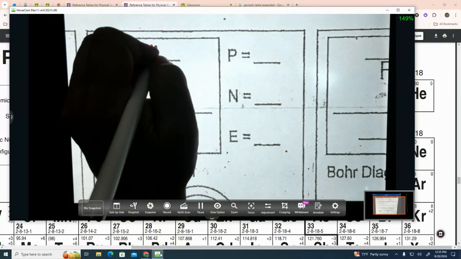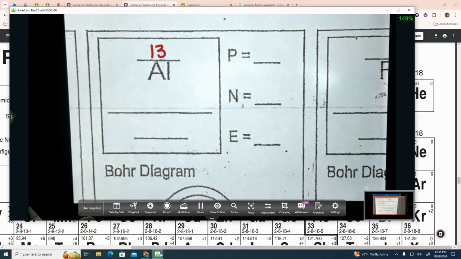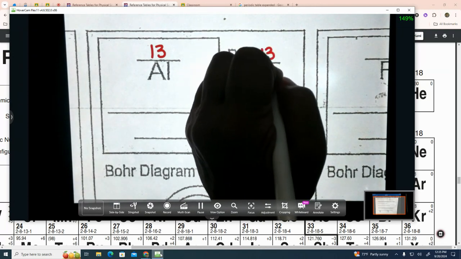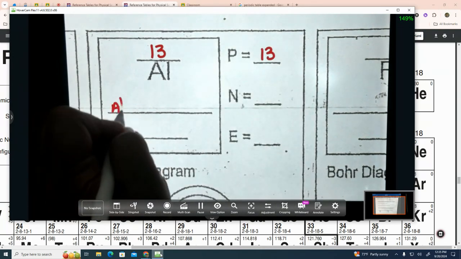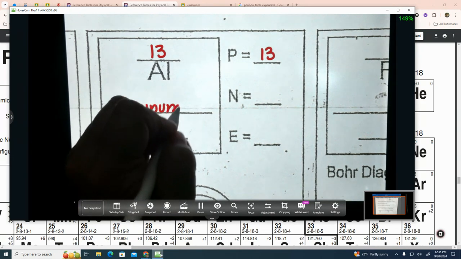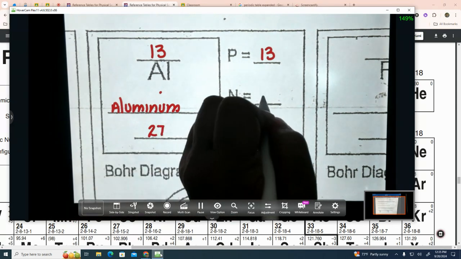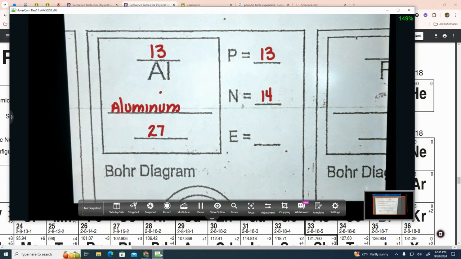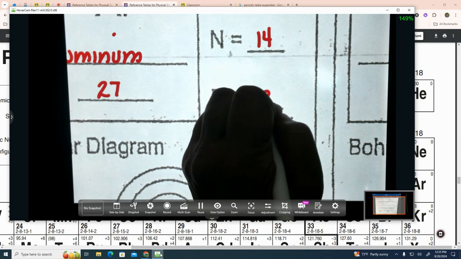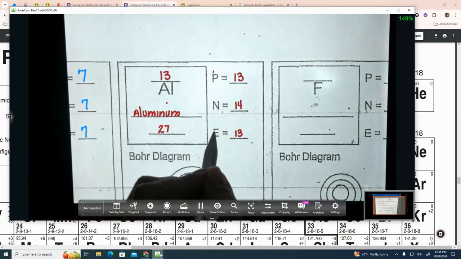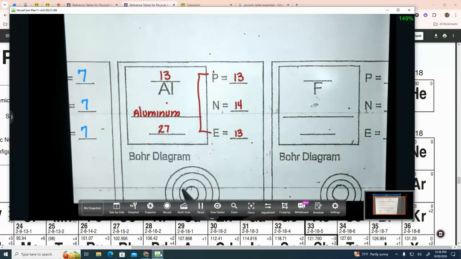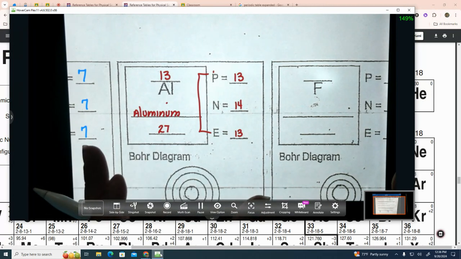Aluminum is 13 as atomic number. You see it? That means it's going to have 13 protons. Its atomic mass or mass number for our purposes is going to be 27, which means it's going to have 14 neutrons. How many electrons do you want to give it? 13. It's still an atom. Protons and electrons are equal. We didn't touch on ions yet. I was going there, but we didn't.